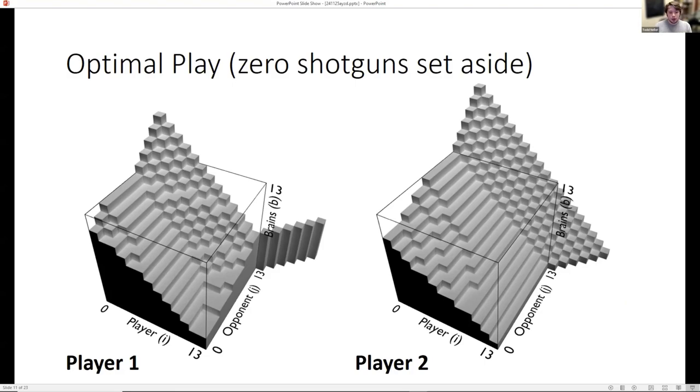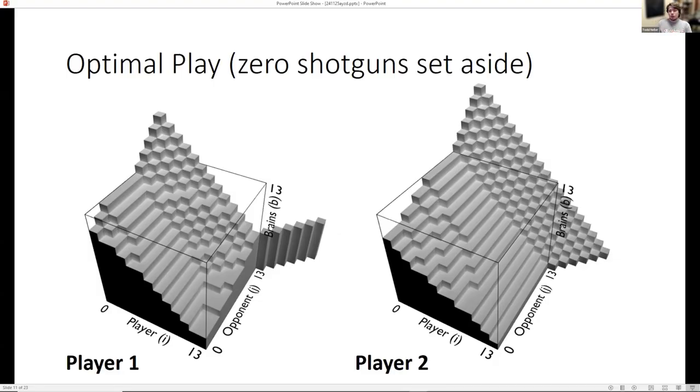For each visualization, one axis represents the player's score, one represents the opponent's score, and one represents the number of brains. And the way to interpret these solid visualizations is, should the current game state fall within the solid, the optimal strategy is to roll, and otherwise the optimal strategy is to hold.